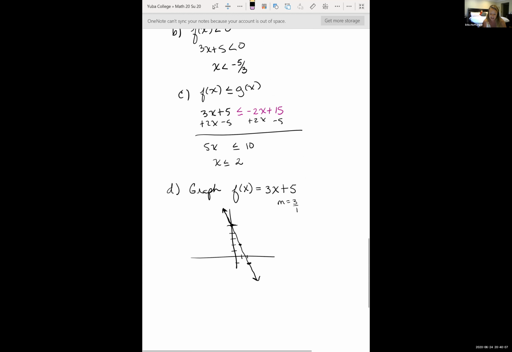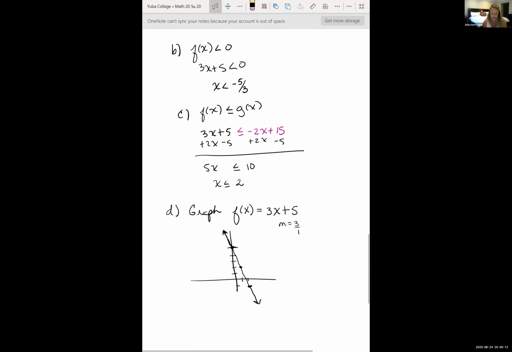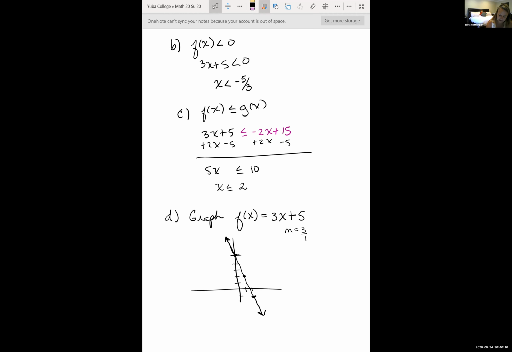What value of x is f of x less than 0? Another way to think about this, if we're looking at the graph, is when is our graph falling below the x-axis? This is saying when is y less than 0? So the graph is below the axis, yes.